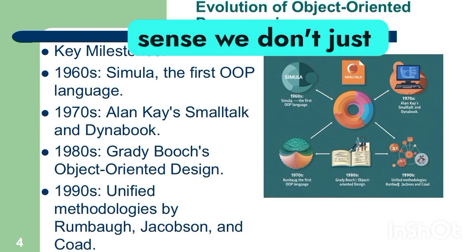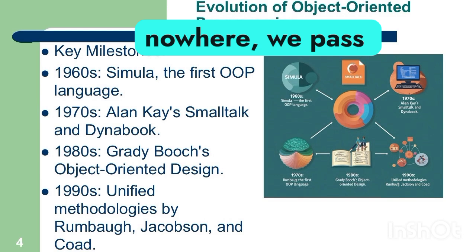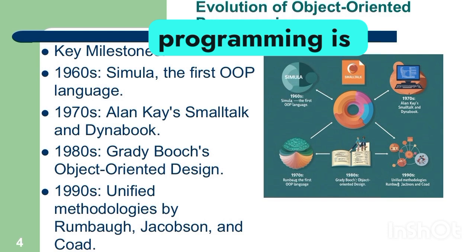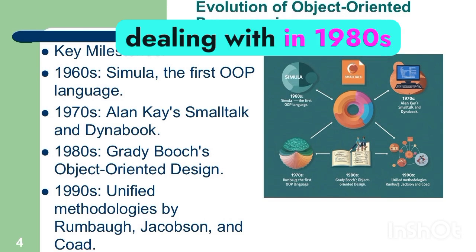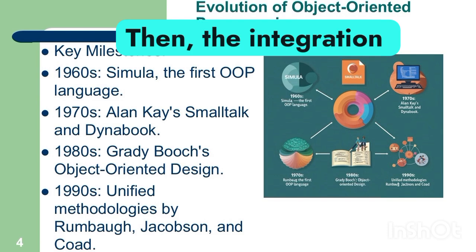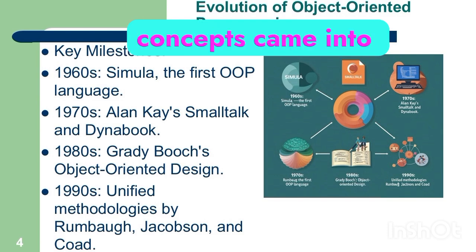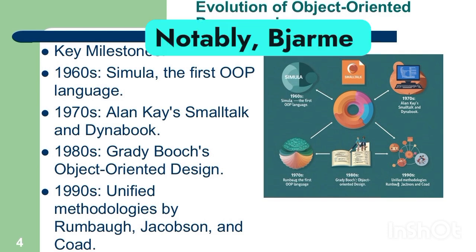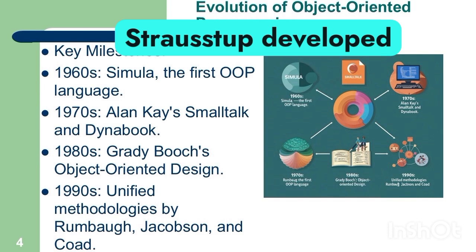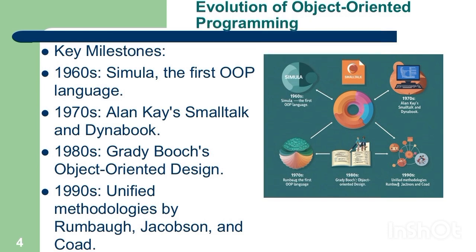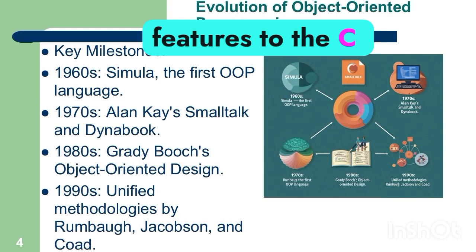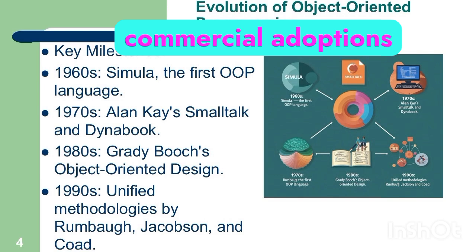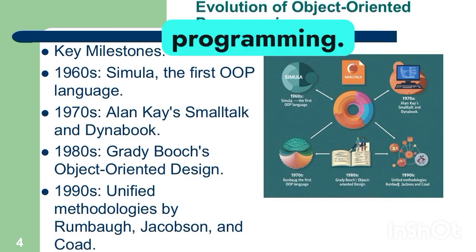We know in normal sense, we don't just usually pass messages to nowhere. We pass messages from object to object. This is all what our object-oriented programming is dealing with. In the 1980s, then the integration of object-oriented concepts came into existing programming languages, notably Bjarne Stroustrup developed C++, which added object-oriented features to the C language, facilitating broader commercial adoption of object-oriented programming.